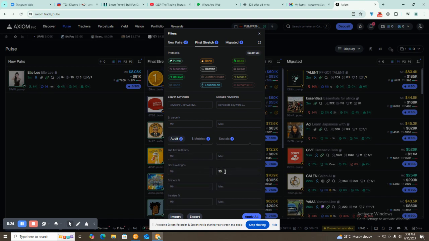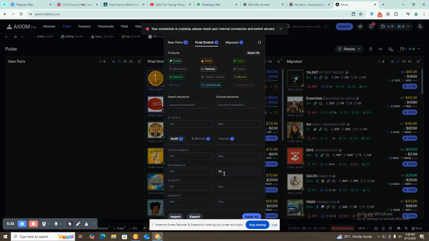Dev holding is important. I put at least 30%. Some people put less, but I put 30%. That's going to remove all the bad devs that are holding above that amount. And you have sniper. I didn't put anything. Insider, I didn't put anything.